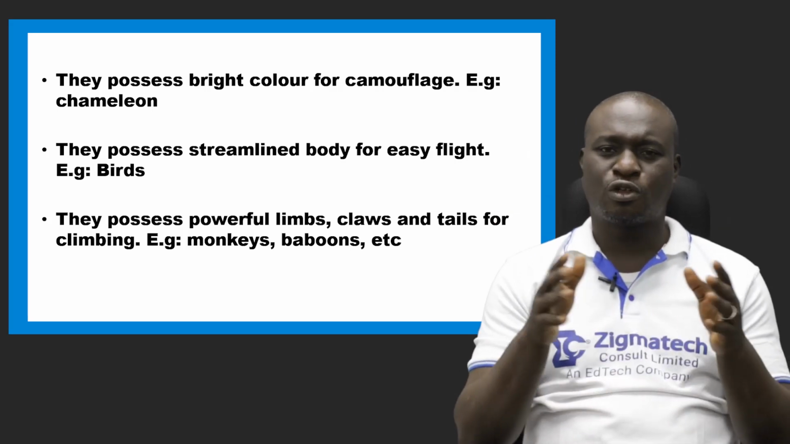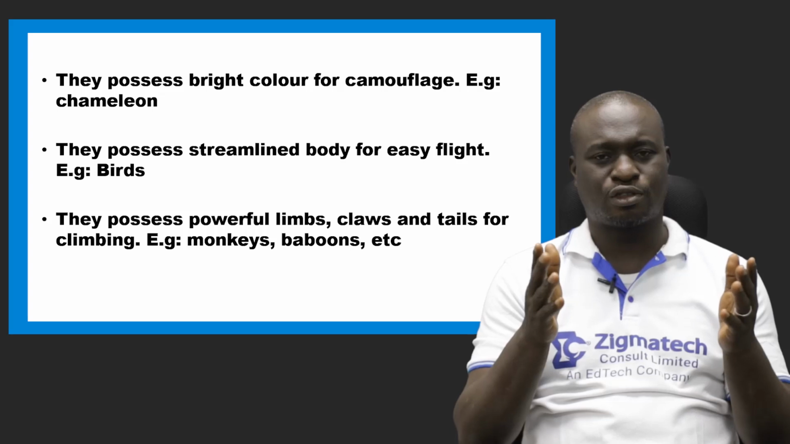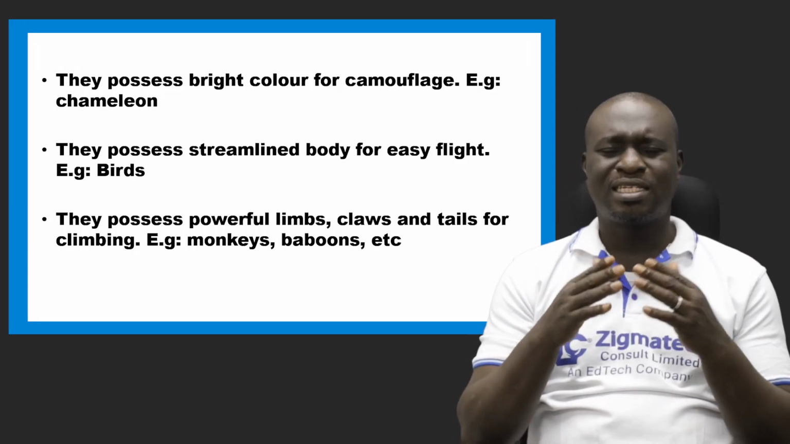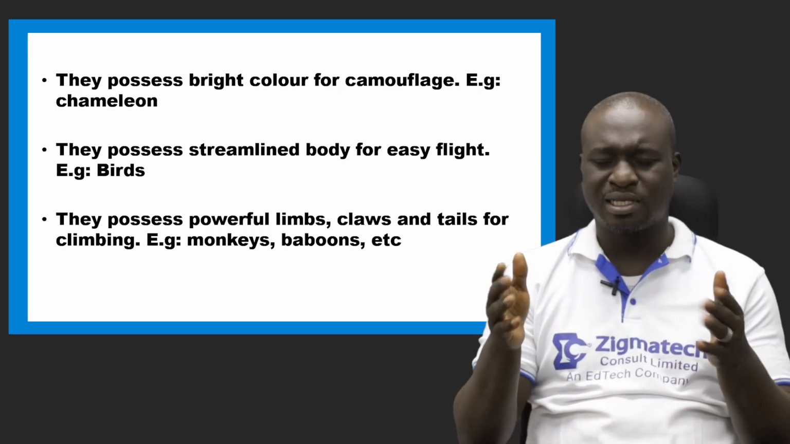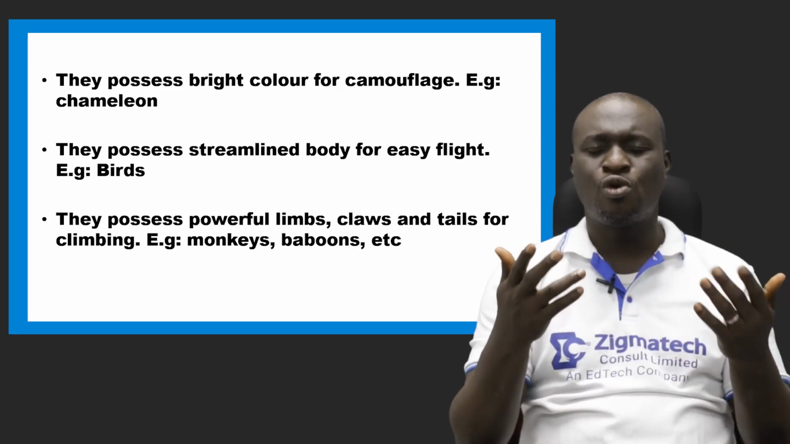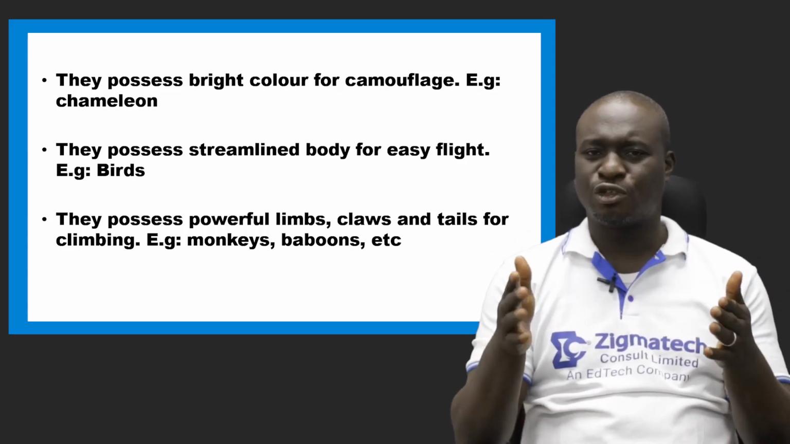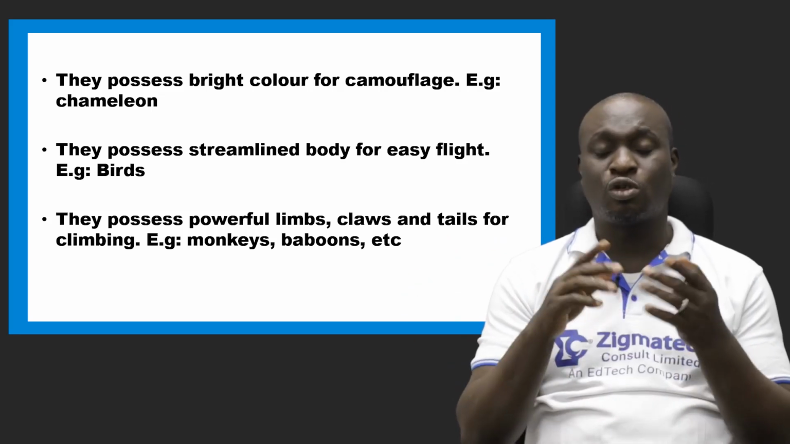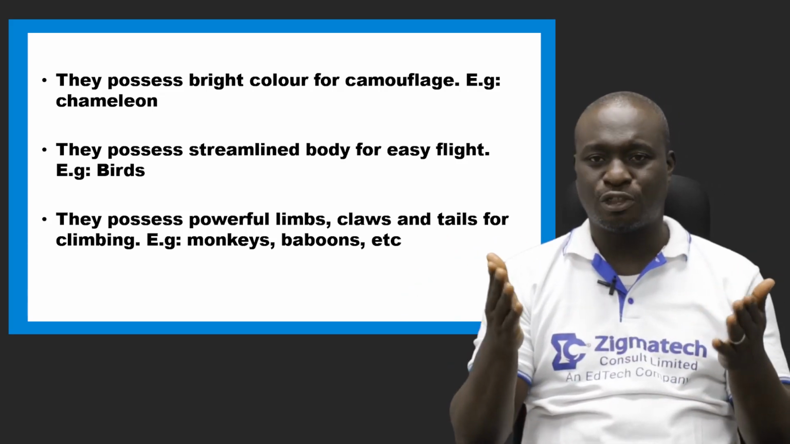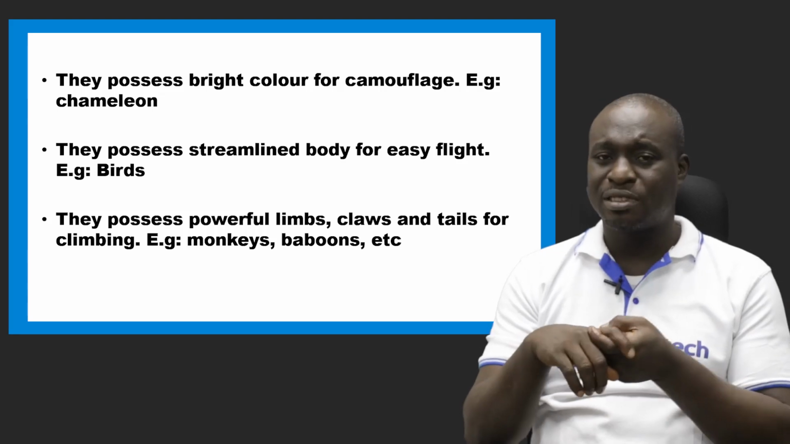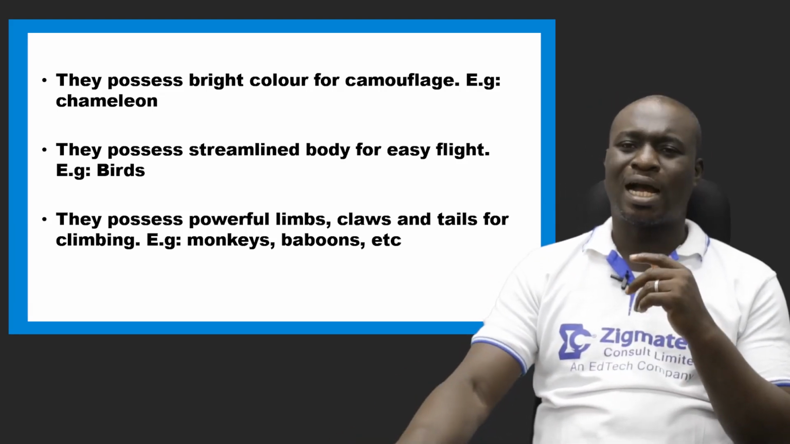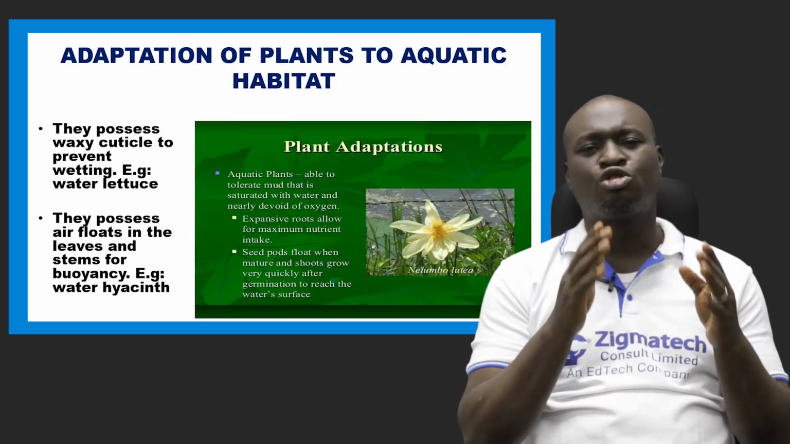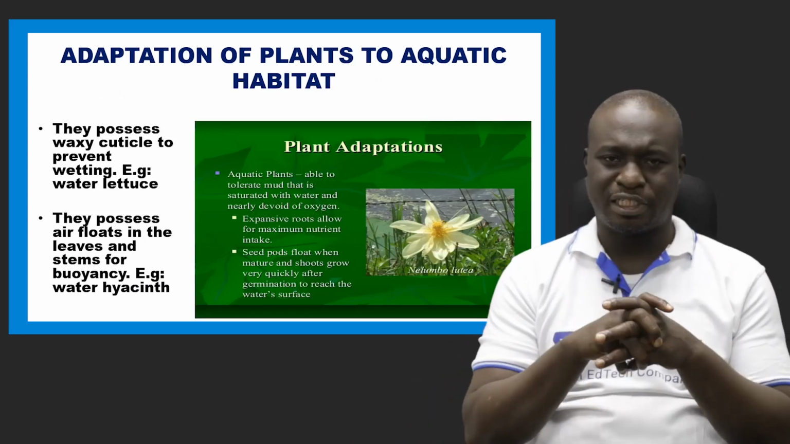Okay, now we've discussed so much about animals. Let's take a little turn and discuss a little about plants. Plants also show certain adaptive features to aquatic habitat as well as terrestrial habitat. Now let's look at adaptation of plants to aquatic habitat.